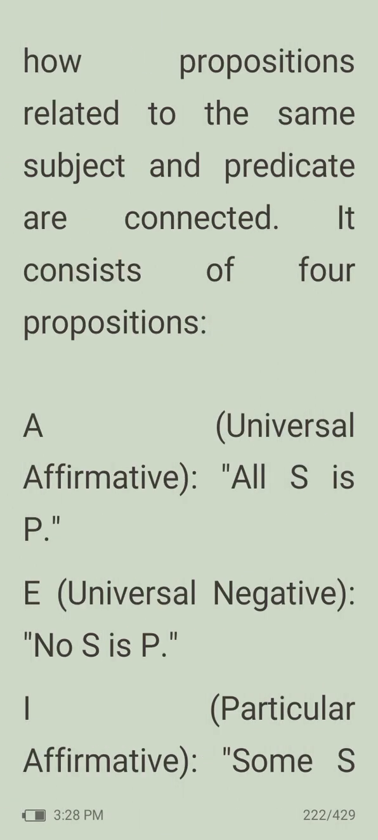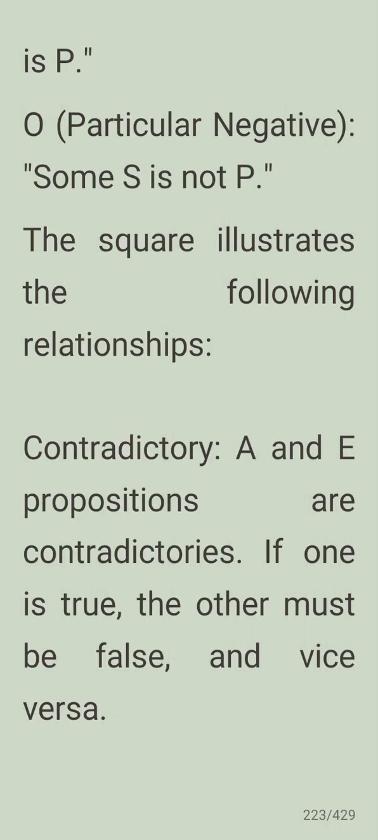It shows how propositions related to the same subject and predicate are connected. It consists of four propositions. A, universal affirmative: All S is P. E, universal negative: No S is P. I, particular affirmative: Some S is P. O, particular negative: Some S is not P. The square indicates the following relationships.